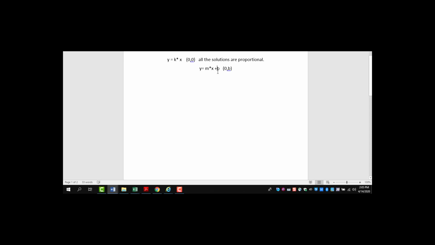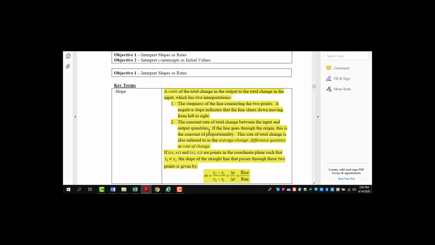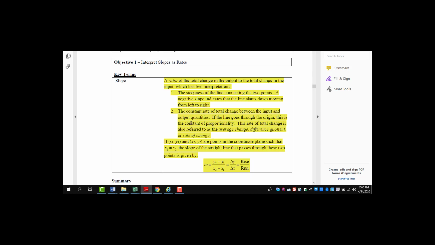In high school, maybe they called it the y-intercept. Either one, but really it's the starting place. So it doesn't start here like proportional relationships, it starts here. So that is the y-intercept. When x is 0, that's the y-intercept. So you might want to pause this and read this over a little bit.